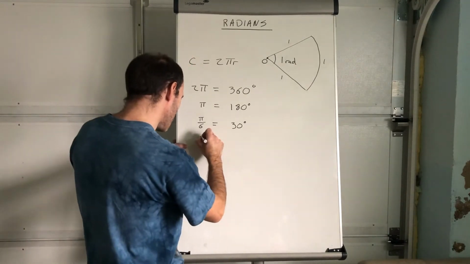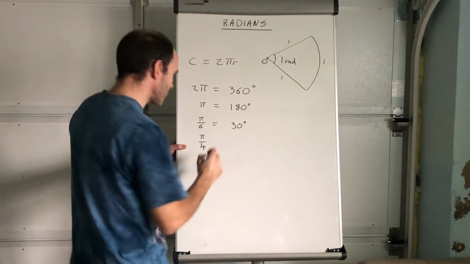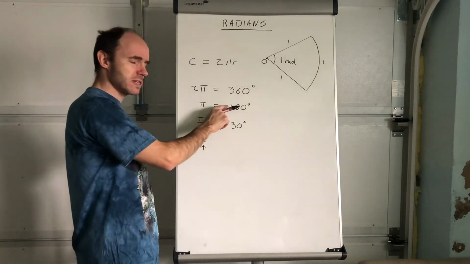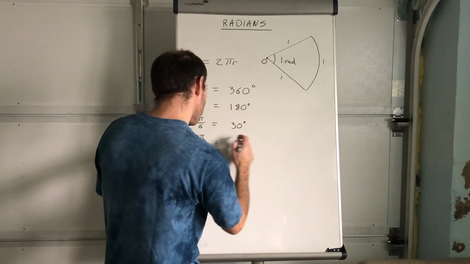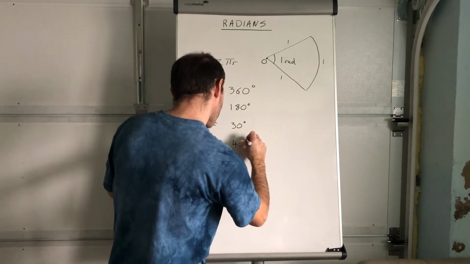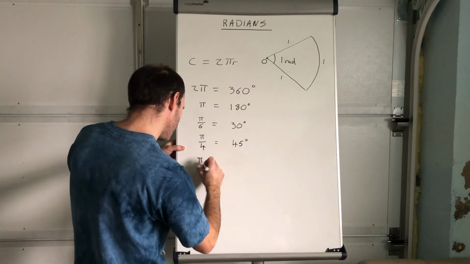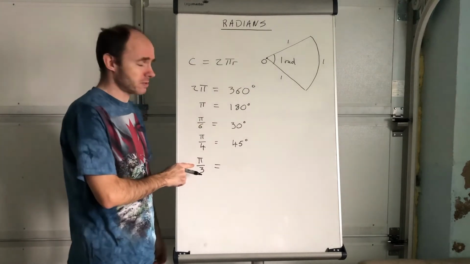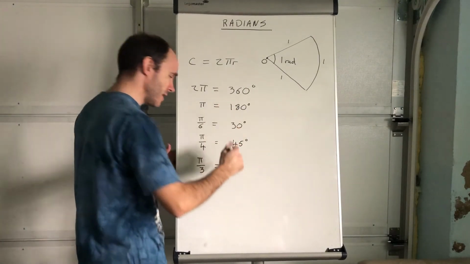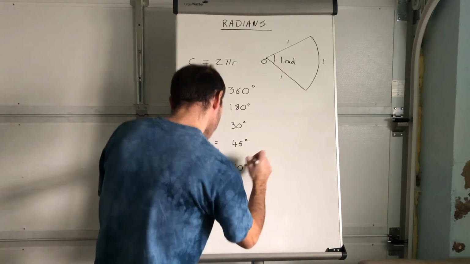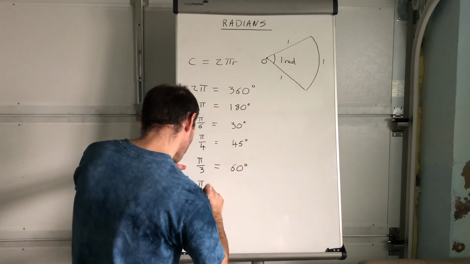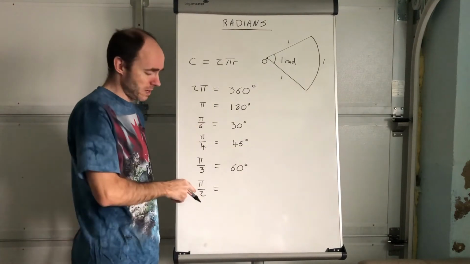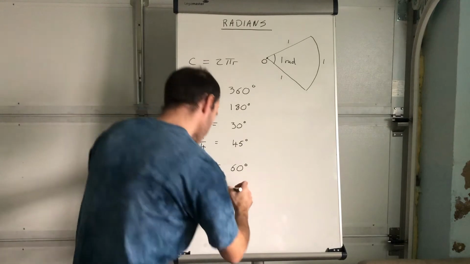Another common one is pi over 4. So similar again, if you do pi divided by 4, obviously you get pi over 4, and 180 divided by 4 you get 45 degrees. Another common one is pi over 3. So pi divided by 3 is pi over 3, and 180 degrees divided by 3 is 60 degrees. And a rather simple one, well I hope it's really simple, pi over 2. So pi divided by 2 is pi over 2, and 180 degrees divided by 2 is 90 degrees.